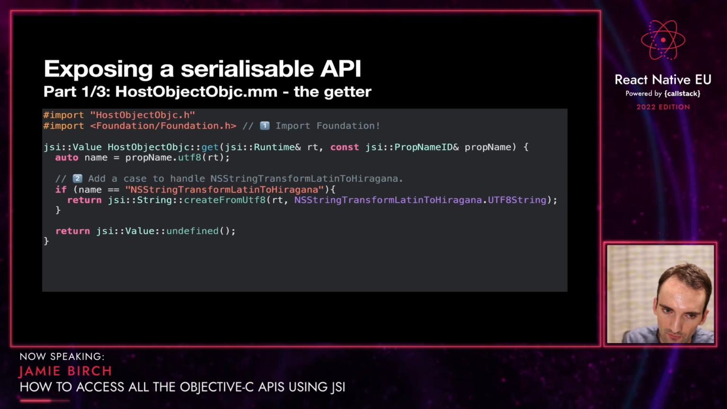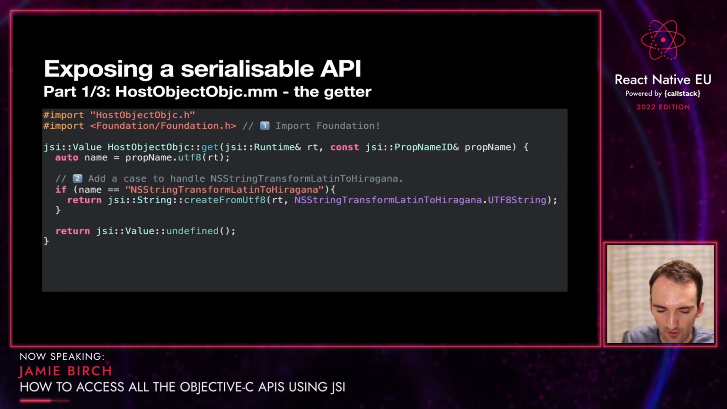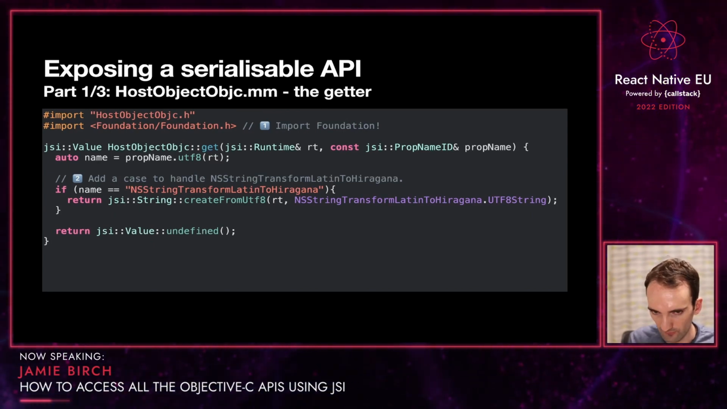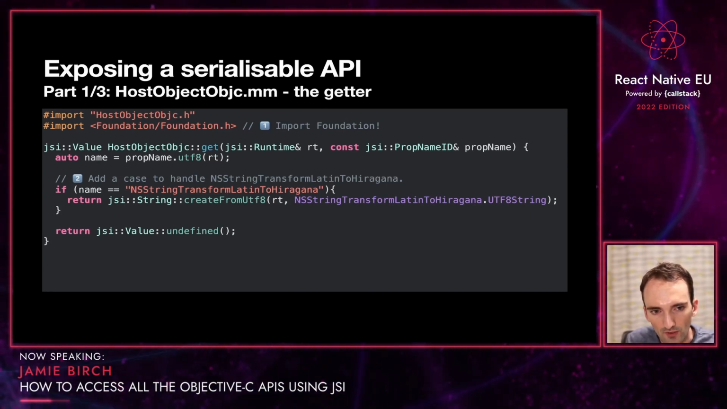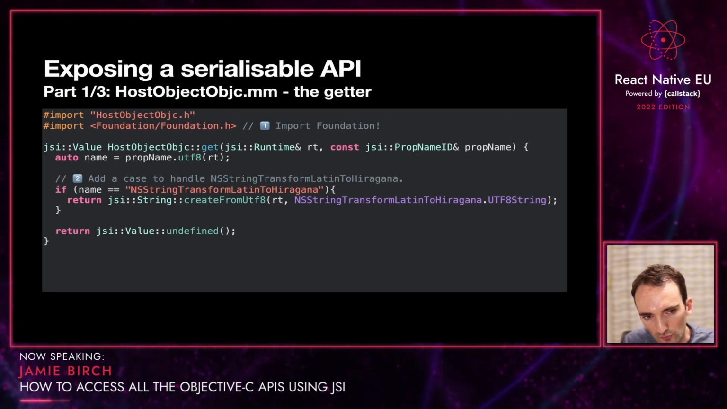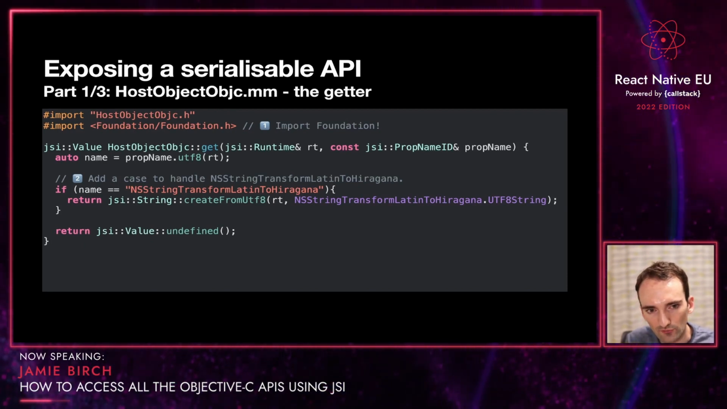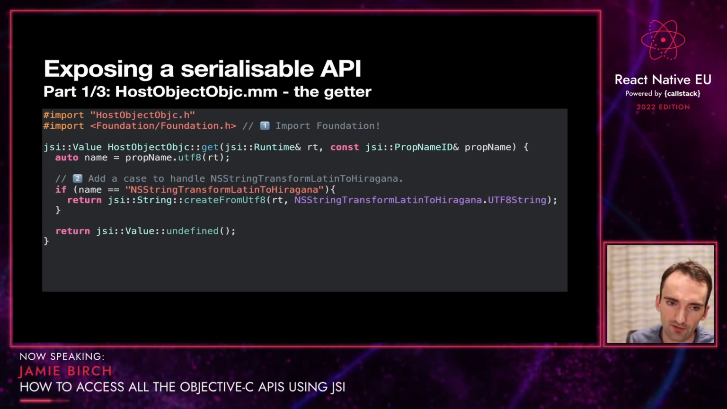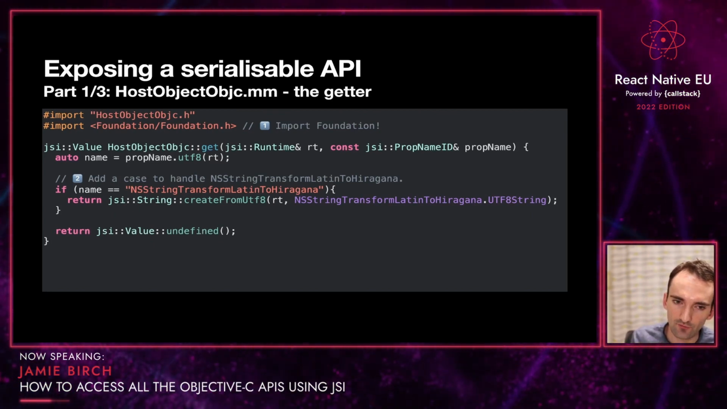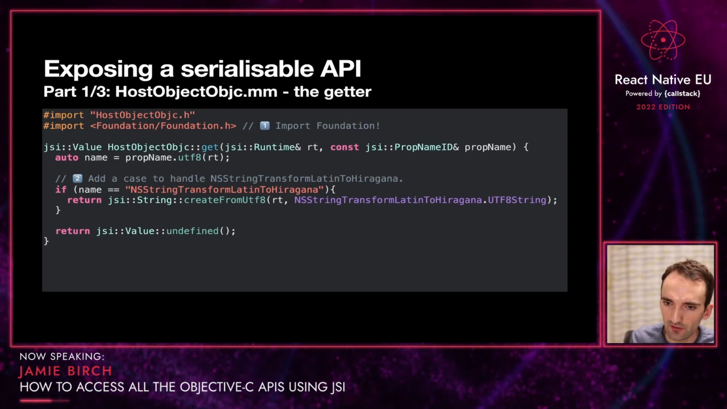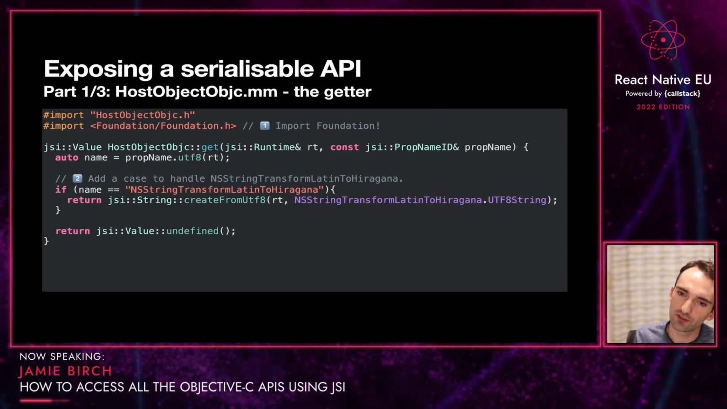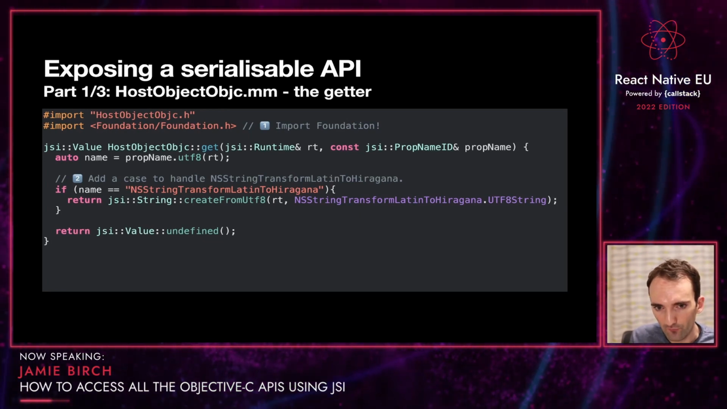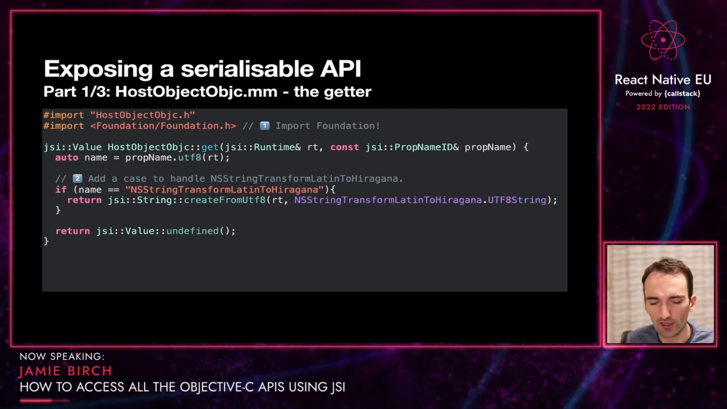We are going to add a little to the getter. Don't forget to import Foundation because we're just about to call something from the Foundation library. If the user calls ObjectiveC.NSStringTransformLatinToHiragana, that name will come through and we can have a case for that. And in such case, we'll return a JSI string based on the UTF8 string value, which is a C string, for that variable that we pull out of global scope.